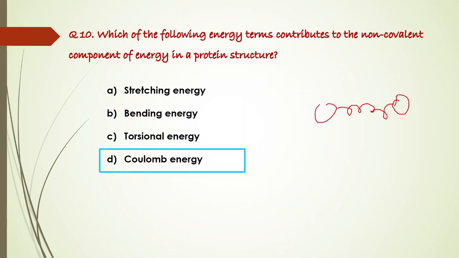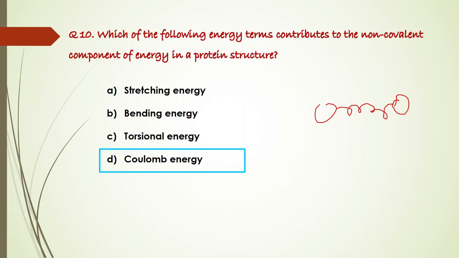Whenever we consider a bond like that, it will have a stretching, a bending, and a torsional energy as well. So basically all those things go for covalent bonds, covalent interactions. There is another type of interaction in case of proteins, that is the non-covalent one, like electrostatic interactions, hydrogen bondings, van der Waals interactions, etc.